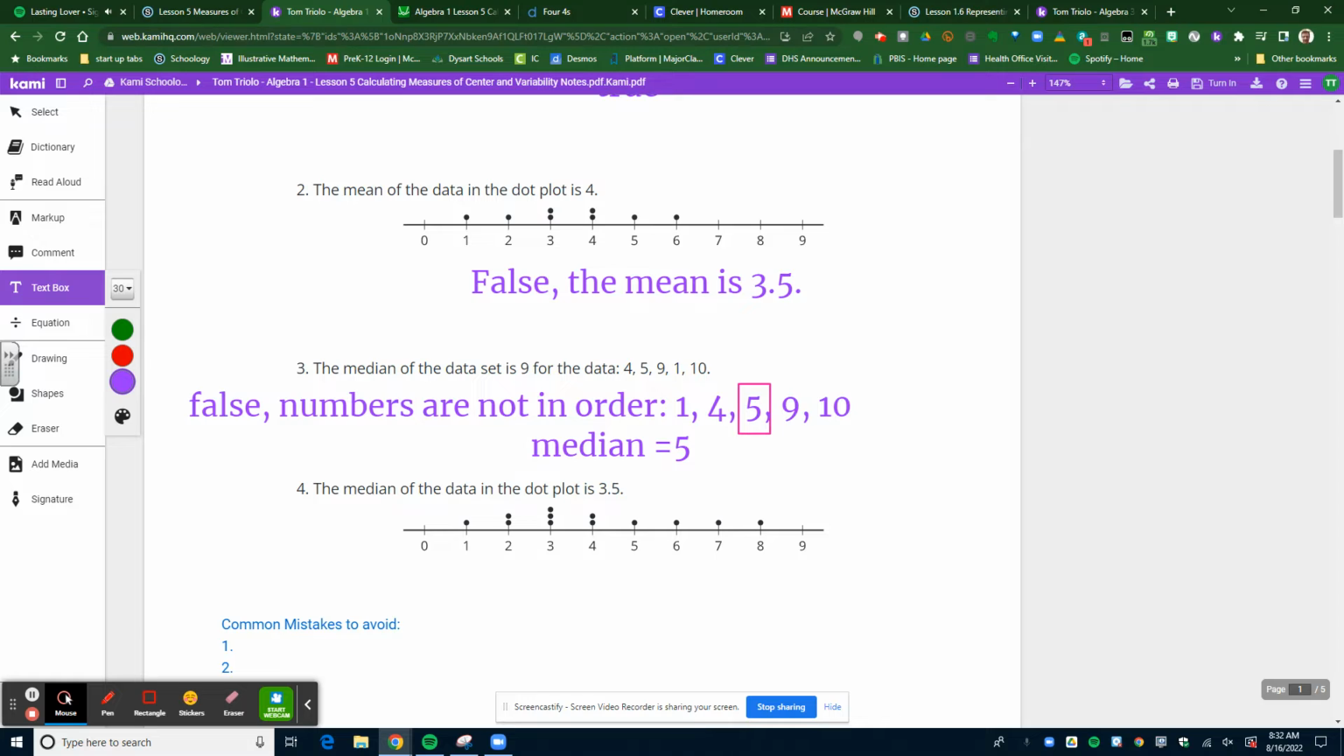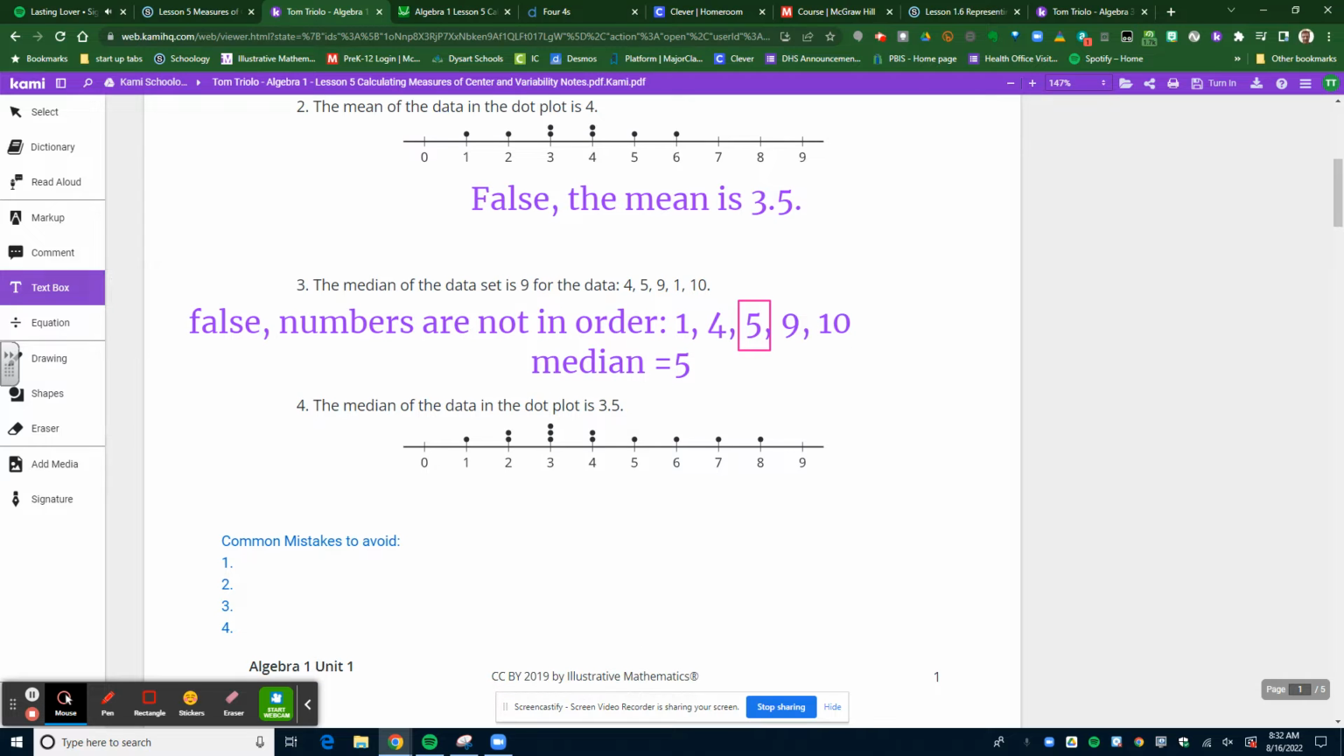So let's count how many we got. 1, 2, 3, 4, 5, 6, 7, 8, 9, 10, 11, 12. So if I'm looking for the median, what do I need to do? Okay, so I got 12 numbers. We don't know if it's true or false yet.